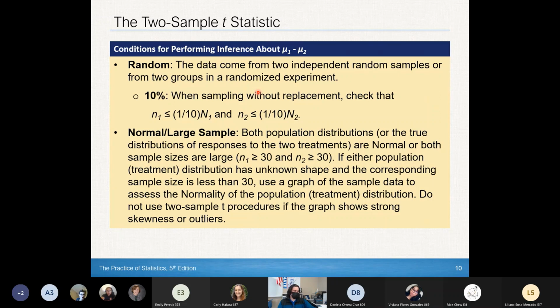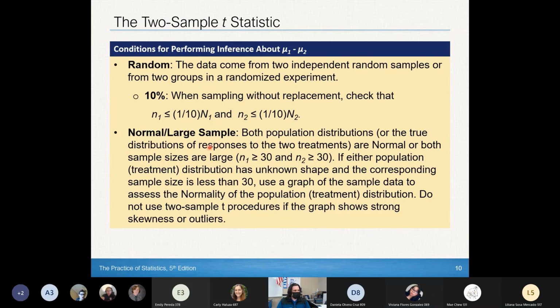We have the 10% condition when sampling without replacement. Check that n1 is less than 10% of the population size it came from, and n2 is less than 10% of the population it came from. And again, this goes when sampling without replacement. So there are circumstances when we're doing experiments when we are not sampling without replacement. That means we do not need to check the 10% condition. And again, we will see examples of this.